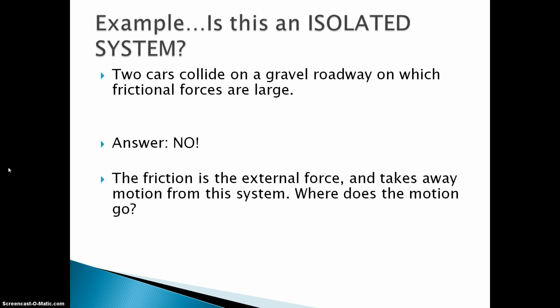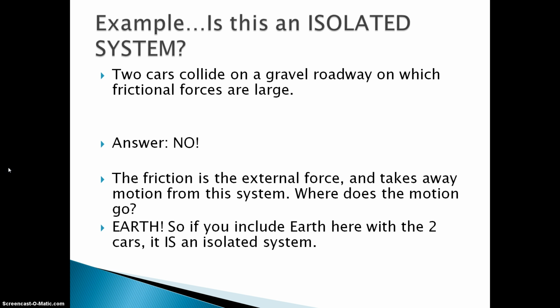So if both cars start with some motion, that motion between both cars is getting less and less and less combined because it's going to friction. So hey, where does the motion from the cars go? Where does friction deliver the motion to? And the answer is Earth. So if you said the system here was both cars and Earth combined, then we would say, yes, it is isolated. But it's kind of tough to do.